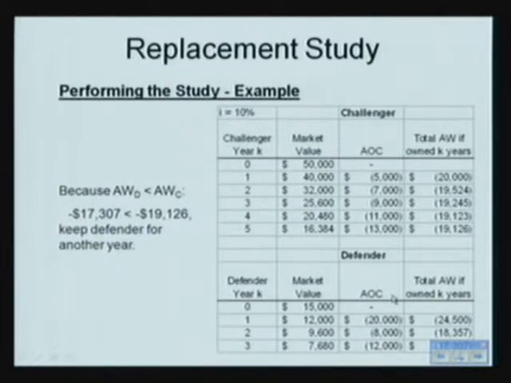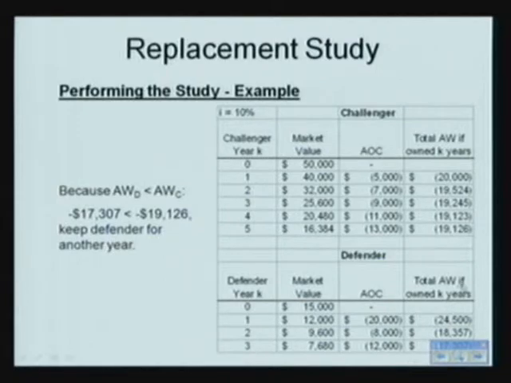Now I take a look at the Defender. That's the asset that I currently have in place, the manufacturing I currently have in place. Its initial market value is $15,000. Its market value after 1 year is $12,000, after 2 years is $9,600, etc. The annual operating cost is given as minus $20,000, minus $8,000, et cetera.